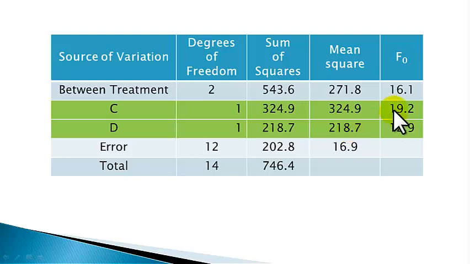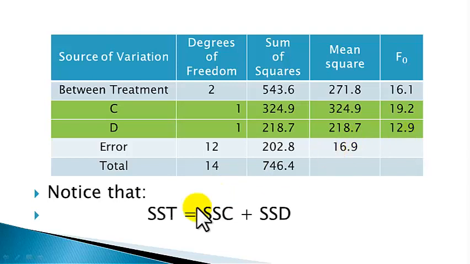Then the F value is obtained by dividing the mean square for contrast C and D respectively by the mean square for error, and that will give us 19.2 for contrast C and 12.9 for contrast D. So we note that, as stated earlier, the sum of squares of treatment is equal to the sum of squares of contrast C plus the sum of squares of contrast D. That is 324.9 plus 218.7, which will give us 543.6, and also the sum of the degrees of freedom of these two contrasts is equal to the degree of freedom of treatment. That's 1 plus 1, which gives us 2.